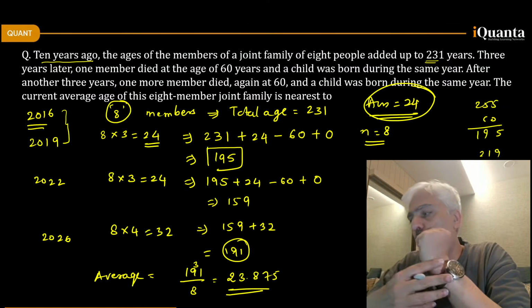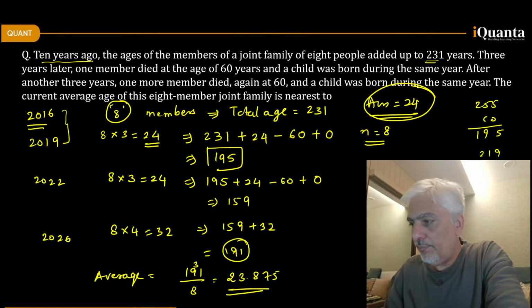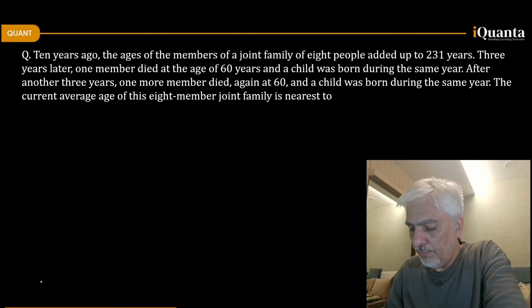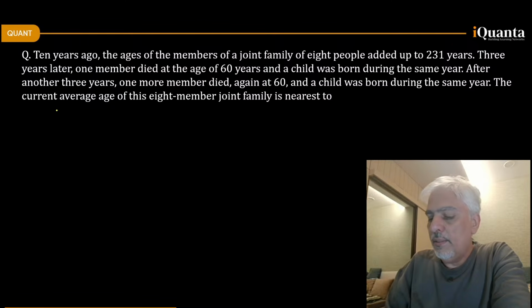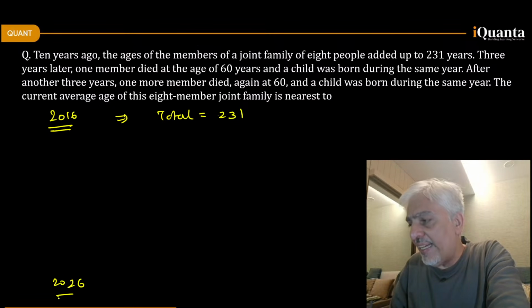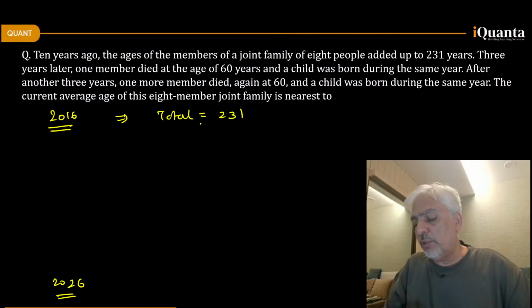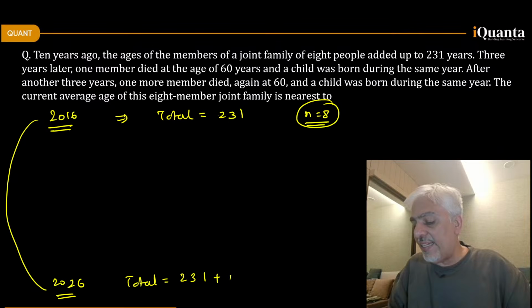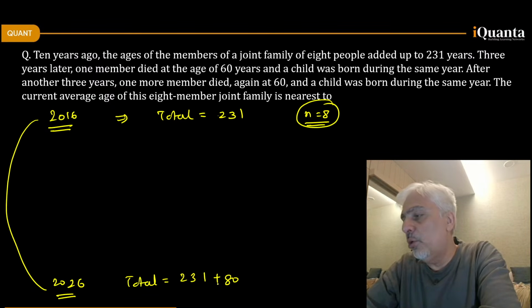Okay, let's talk about a shorter method now. In 2016, total age was 231. Tell me, if nobody had died, nothing had happened, what would be the total age in 2026? Everybody, there were 8 people. If nobody had died, total would have been how much? 231 plus 8, tens are 80. Right? Leave it here. Don't add also.